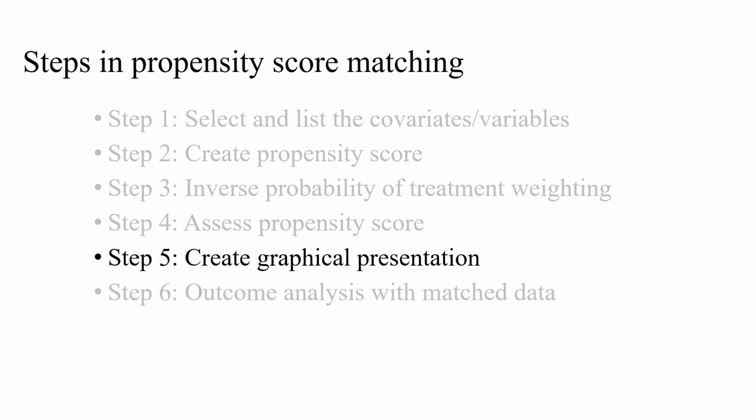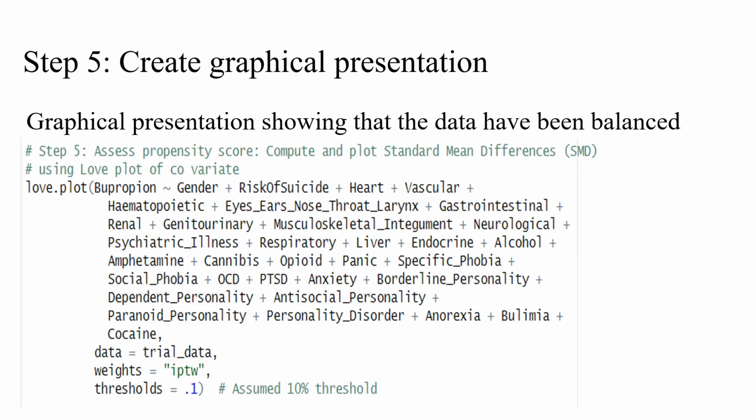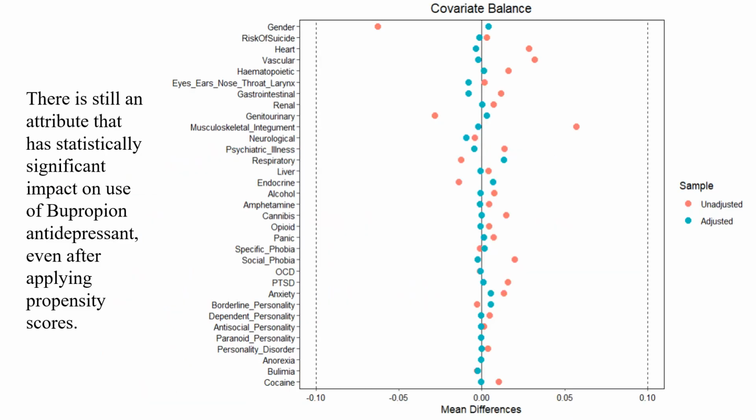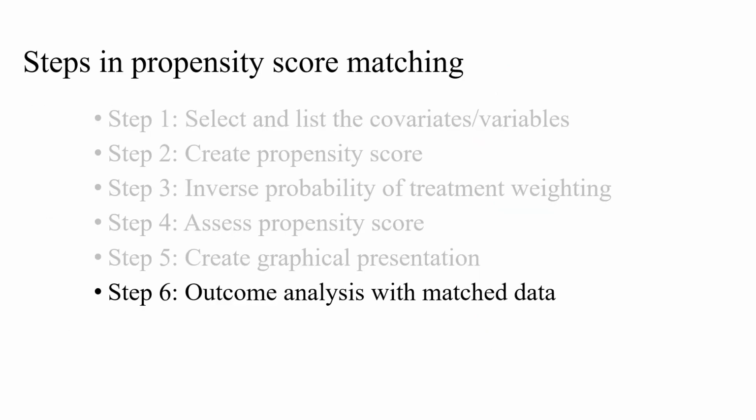Now, how do our matched pairs look? This is the code for graphical presentation. Are the two groups comparable with respect to all possible observed variables and confounders? Pretty much. However, there is an attribute that has a statistically significant impact on the use of antidepressant even after applying the propensity scores. Now we are concluding with outcome analysis.